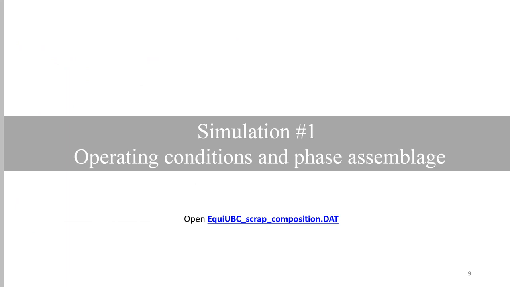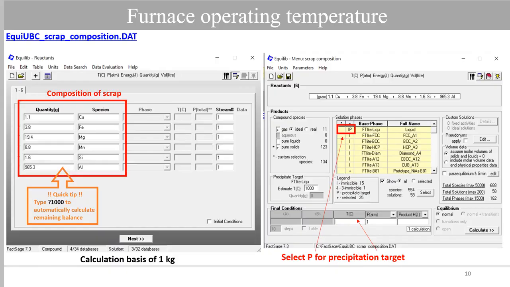So now let's go into simulation 1. If you want to follow the example, you can open the equi-ubc scrap composition.dat. Now you will see this window open, and you see here the composition of the scrap, so all the elements that are present with aluminium. Here we're working in grams and on a basis of 1 kilogram of scrap.